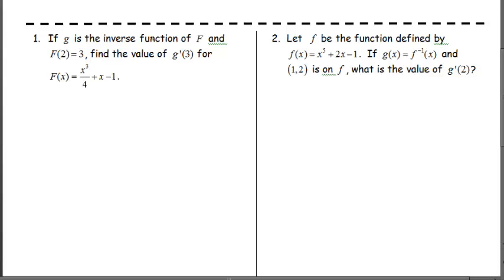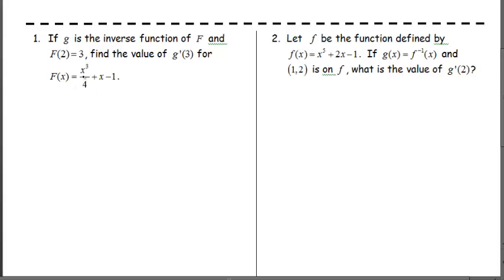It tells us that g is the inverse function of f. Sometimes they use words, sometimes they use symbols. Anyway, that's the connection. g is the inverse of f, and (2, 3) is on f, so I guess (3, 2) is on g. Find the value of g prime of 3 given this function.